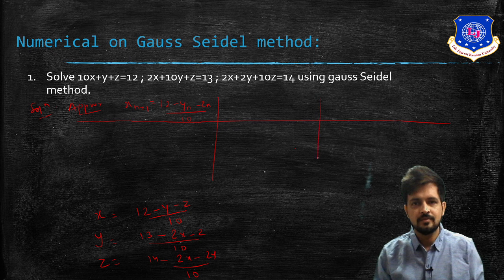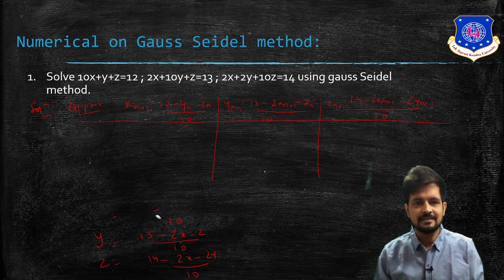Then for y(n+1) we have to replace the old value by the new value, so (13 - 2x(n+1) - zn)/10. Similarly, z(n+1) can be written as, we have to place both the new values: (14 - 2x(n+1) - 2y(n+1))/10.